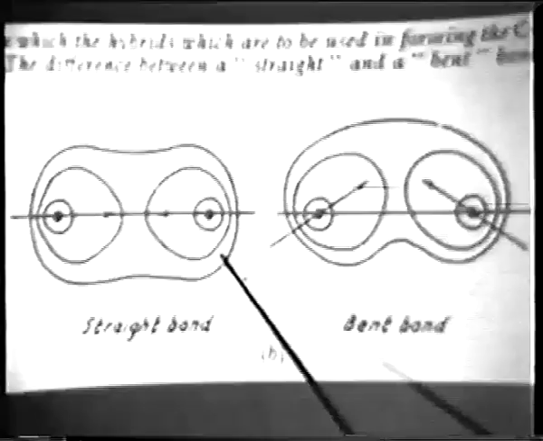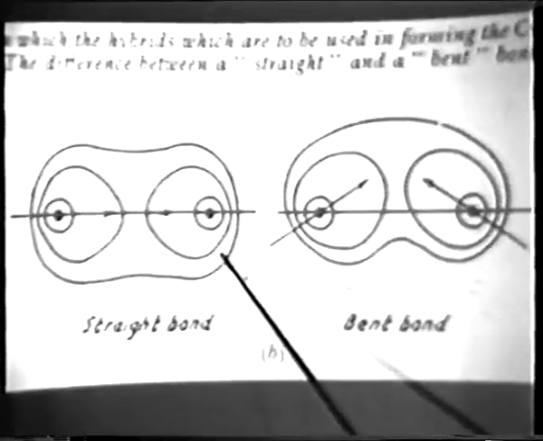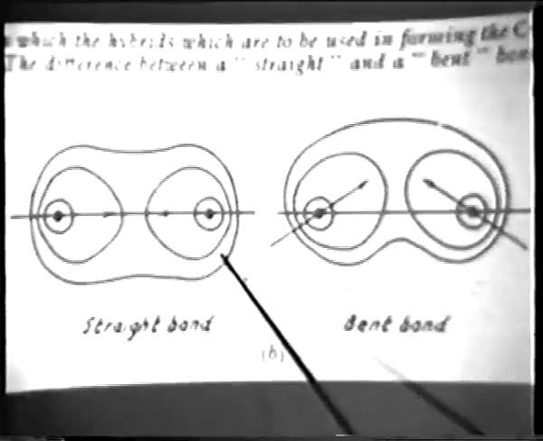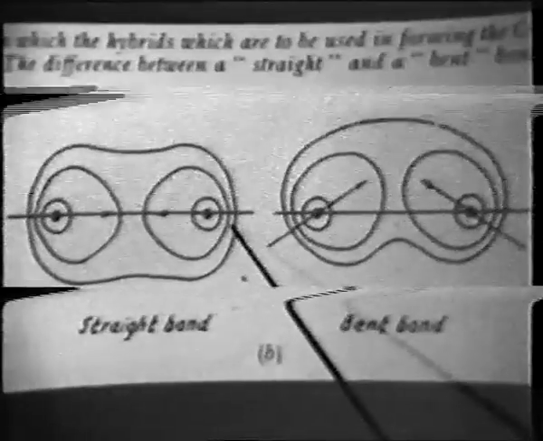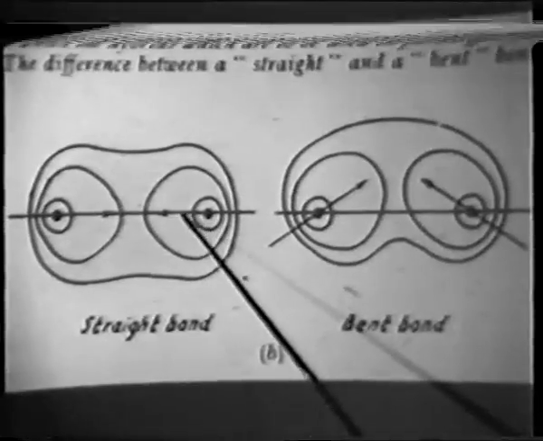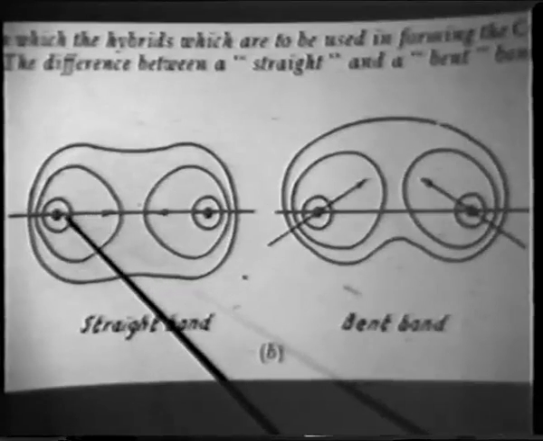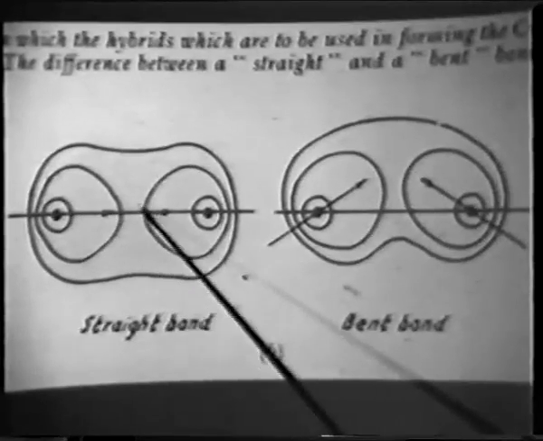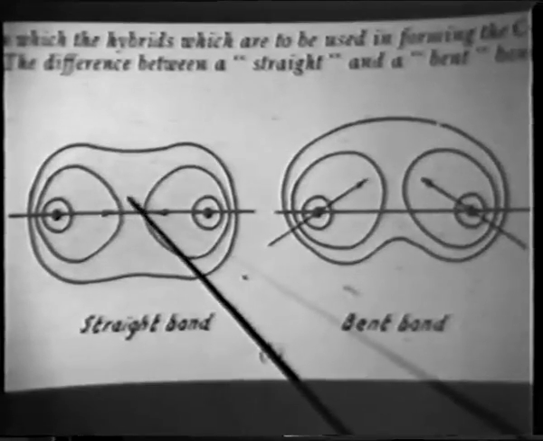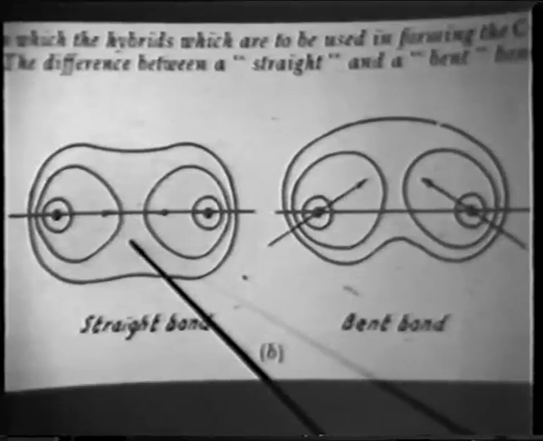Here is a straight bond, the sort of thing you would get in ethane, where there's nothing to prevent the electron density for the 2 electrons that make the carbon-carbon bond from being axially symmetrical around the line joining the nuclei. The overlap region is here, so the build-up of charge is there.